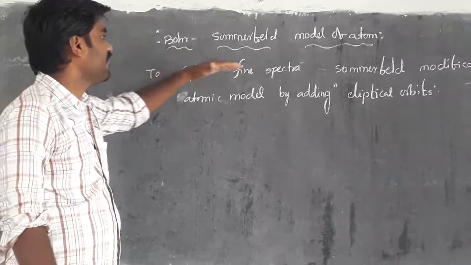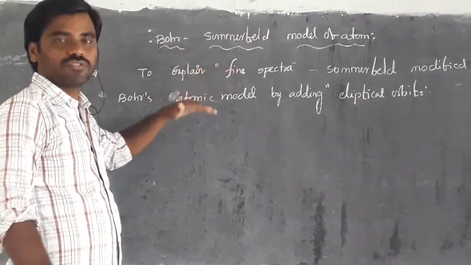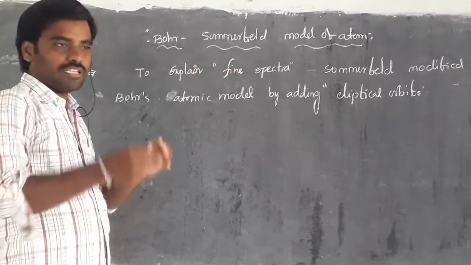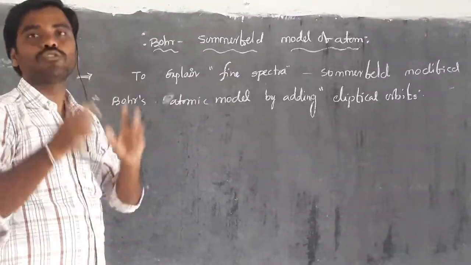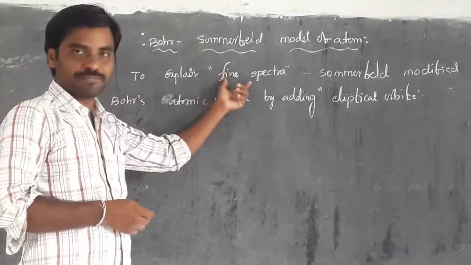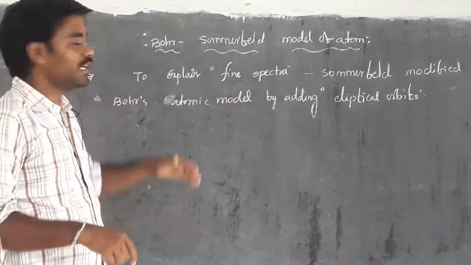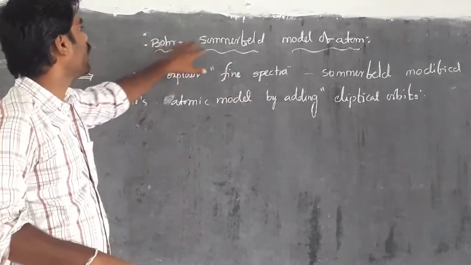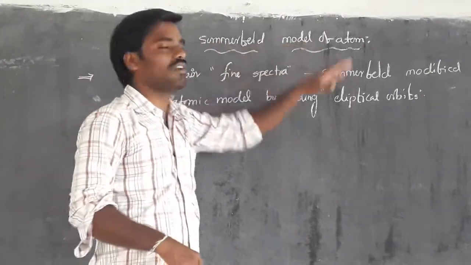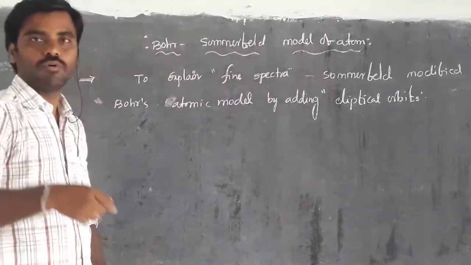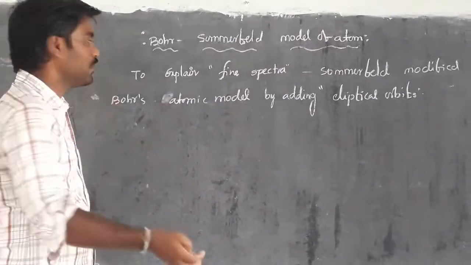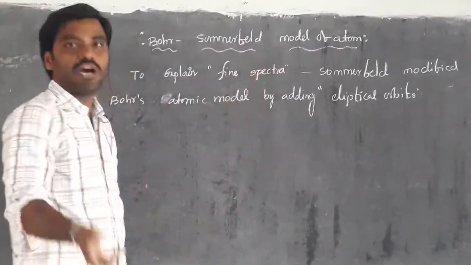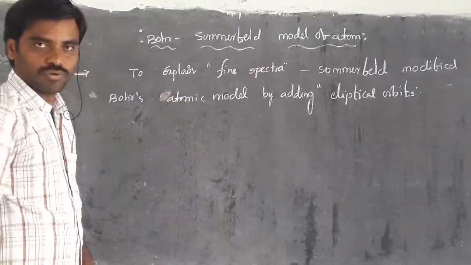Discussion about fine spectra, right? So we already saw the splitting of a particular emission line into a group of fine lines, which we call fine spectra. That is explained by the theory of the Bohr and Sommerfeld model of atom, right? Not only Bohr, but the addition of Sommerfeld's concepts successfully explained fine spectra. How? That we are going to take a look.